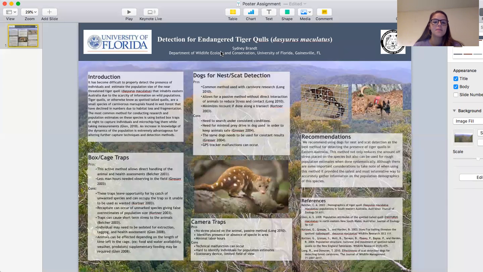Hi guys, so for my assignment, I chose to look at the detection of endangered species of the tiger quoll.